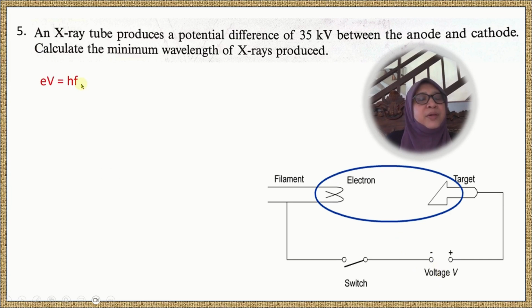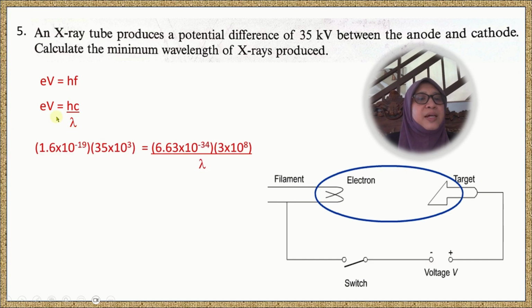The formula we are going to use is eV equals to hf, and f is c over lambda. So the voltage given is 35 kilovolt, so convert to volt, and the electron charge is 1.6 times 10 to the power of negative 19. So substitute the Planck constant and the speed of light c into the equation, and we get the wavelength equals to 3.55 times 10 to the power of negative 11 meter. So this is the minimum wavelength of the X-ray produced.